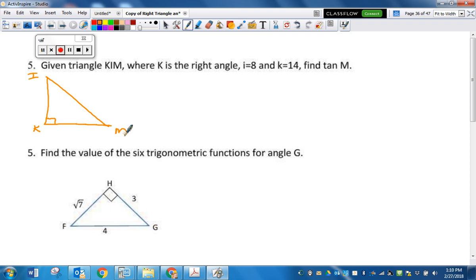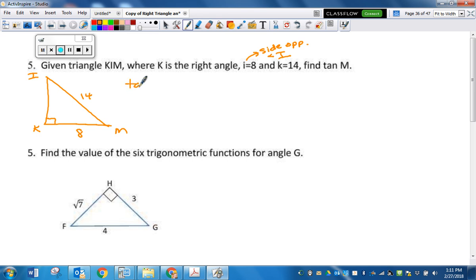Now, lowercase i means the side opposite the angle of the capital letter I. Like when you do the Pythagorean theorem, lowercase a, lowercase b, lowercase c, technically are opposite the capital A, B, and C. Okay? So that's where that comes from. So when it says lowercase i, that goes to angle I, and I go opposite, and therefore 8 would be KM. And opposite little k would be opposite K, which is my 90-degree angle, which means 14 is actually my hypotenuse. So you've got to know how they represent different things in the problem.